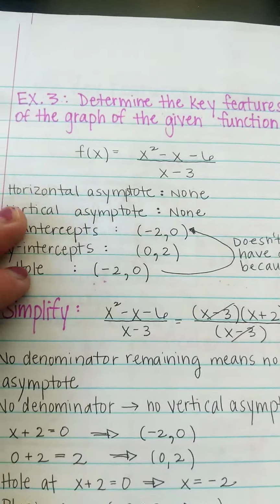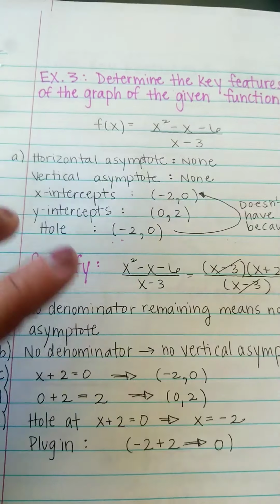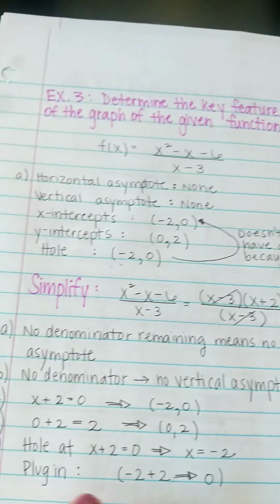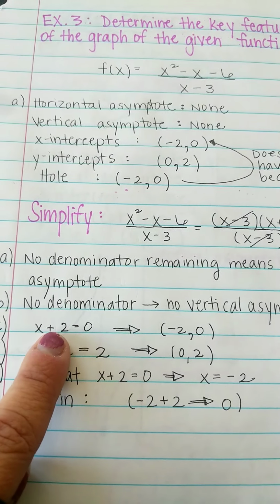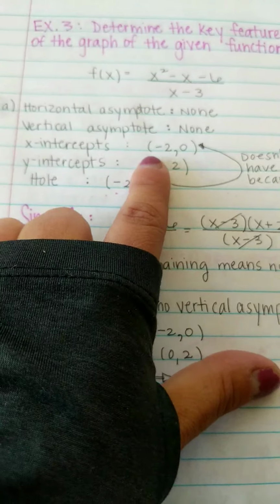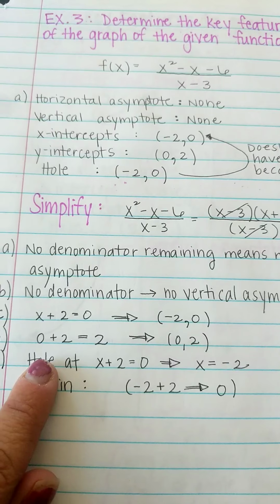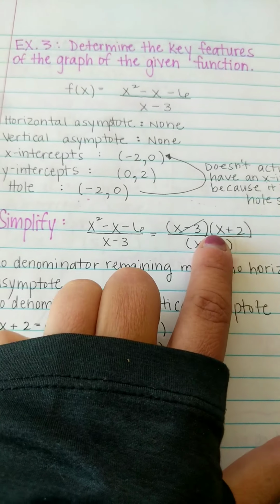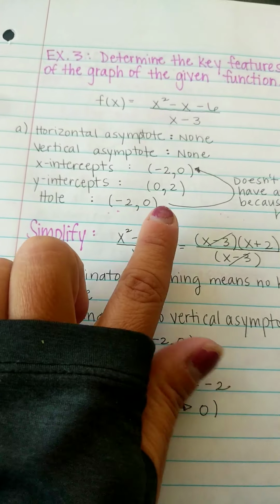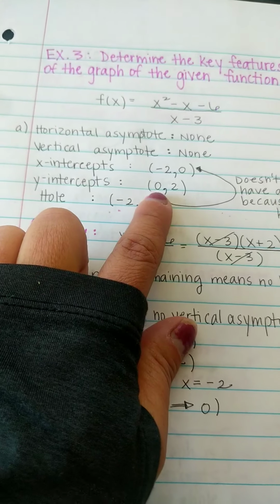Okay, now, for the x-intercept, we're still going to set it equal to 0 and solve. Okay, x plus 2, the numerator. I solve, I get negative 2 comma 0. Okay, then for the y-intercept, I'm still going to plug in 0. Doesn't matter the kind of function. I plug in 0 and I get 0 plus 2. Okay, so my y-intercept is 0 comma 2.